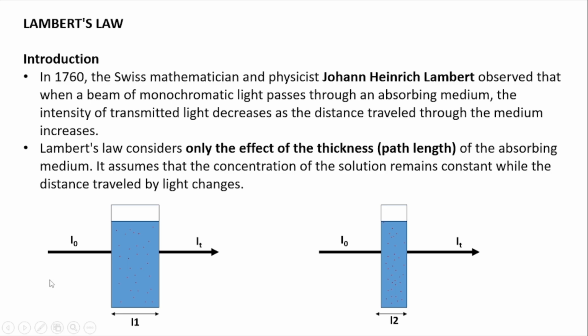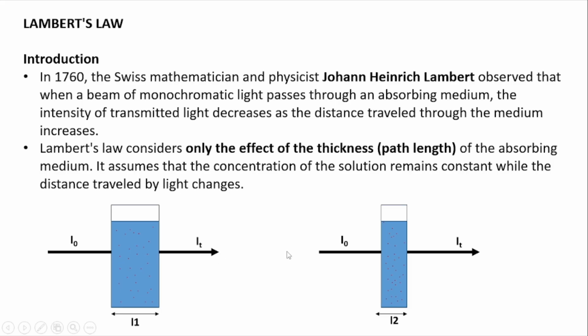In this diagram, you can see a beam of monochromatic light with initial intensity I0 passes through a sample container or absorbing medium, and leaves as transmitted light with the final intensity IT. According to Lambert's law, this decrease of the transmitted intensity is directly related to the thickness or path length. In other words, the absorbance by the sample is directly related to the path length of the sample container or absorbing medium.